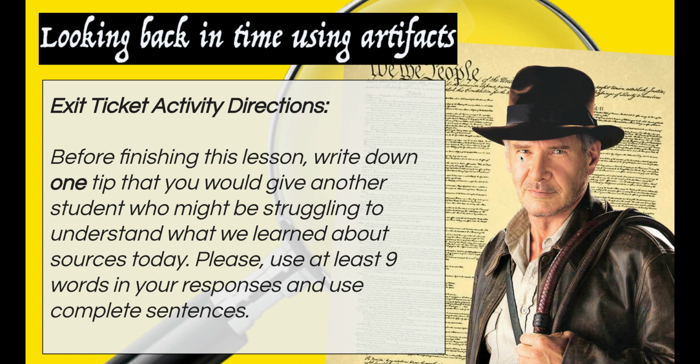So for our closing activity, I'm going to explain it, and then you're going to do it on the Edpuzzle. So we're doing an exit ticket activity, and what I want you to do before we finish is write down one tip that you would give another student who might be struggling to understand what we learned about sources today, from this lesson. So use at least 9 words in your response and use complete sentences. And again, write down a tip that you would give another student who might not understand sources, the different types of sources that we talked about, or the importance of them. What would be your tip? So thank you so much, and good luck.